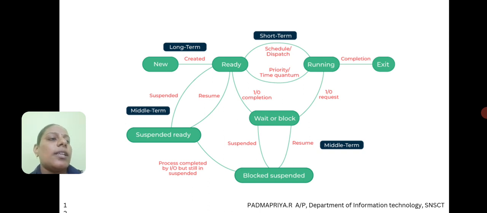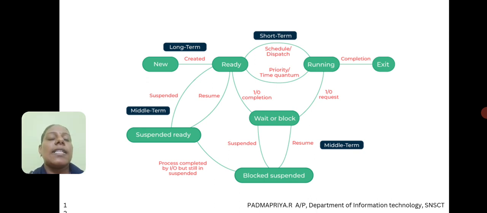And this is the diagram for scheduler and process states. In this, once we create a new process, it is created and moved to the ready state. There are three types of scheduler, and we must know about them: first long term, short term, and middle term.